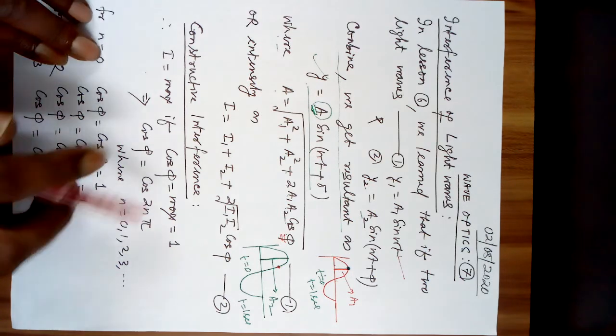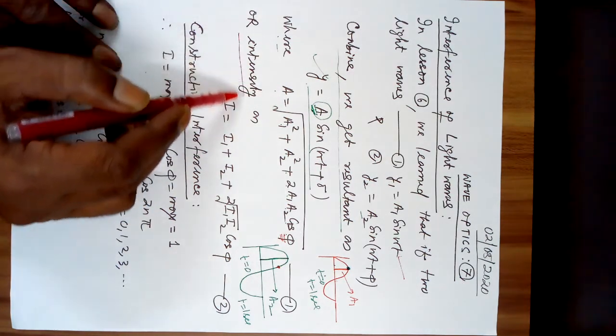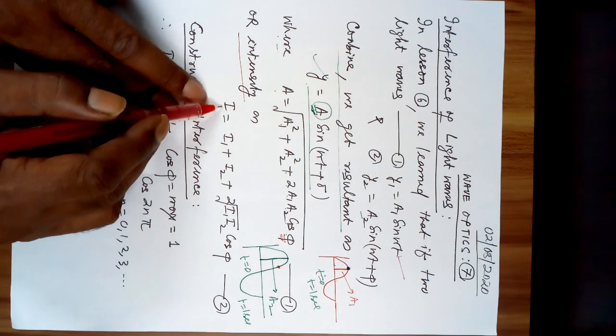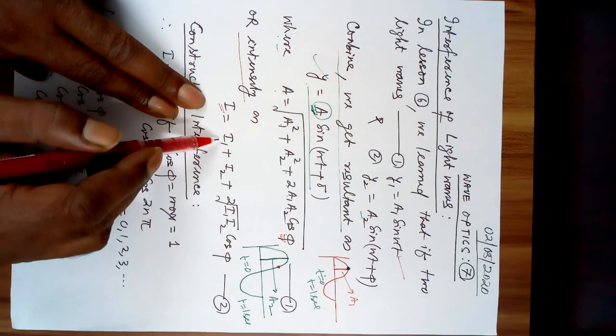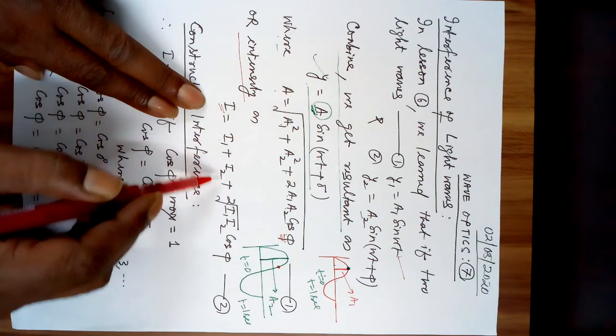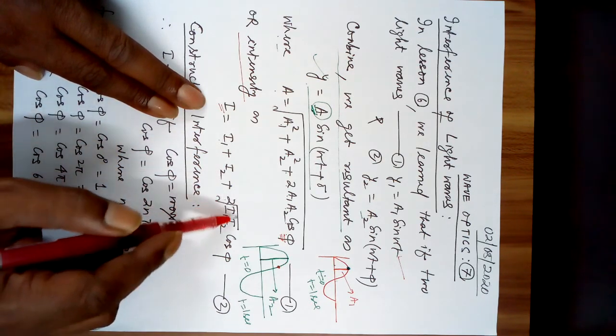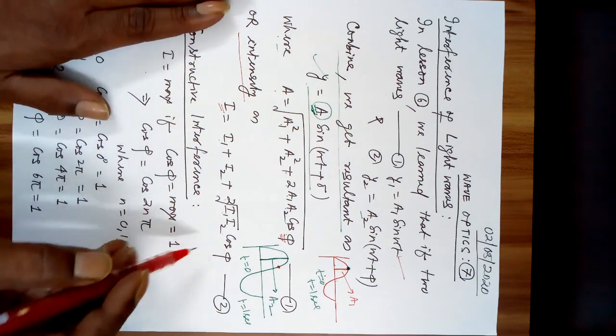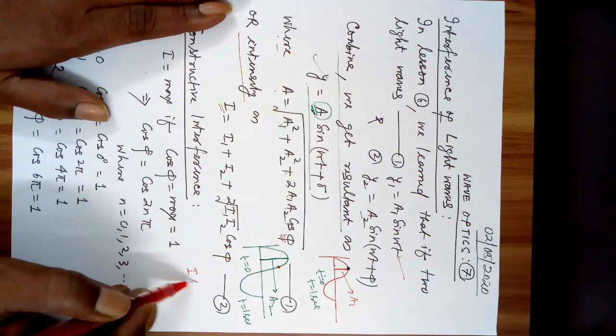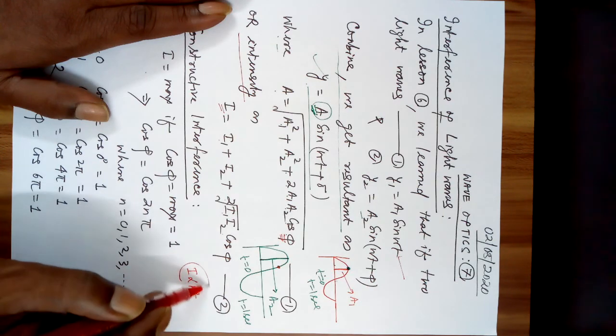Now from here we also derived the resultant intensity. After combining the two waves, the intensity was the intensity of the first one plus the intensity of the second one plus 2 times the square root of the intensity of the first one times the second one, cos phi. This is what we derived in the last lesson, where intensity is proportional to the square of the amplitude.